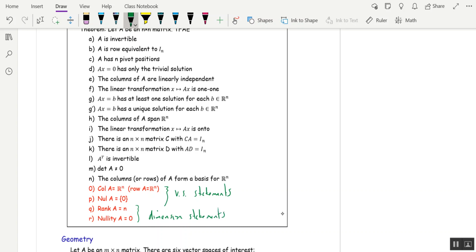So if col A is Rn, then the rank of A is n. If null A is the zero vector space, then the nullity is 0. So these go two peas in a pod. O and P go with Q and R.